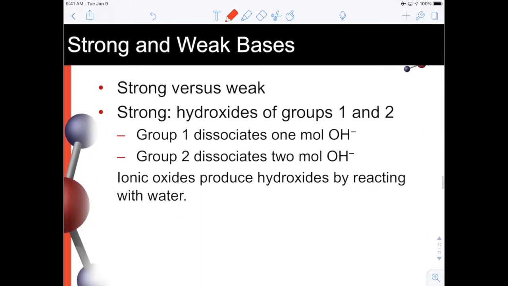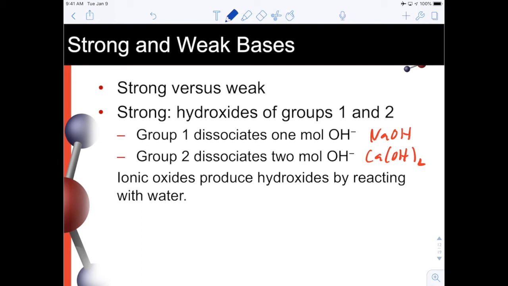Moving on, strong and weak bases. Everything we talk about with acids can be applied to bases. Your strong ones for bases are basically your group 1 and group 2. It's just important to realize that in group 2, of course, you have 2 hydroxides that can dissociate. So group 1 would be something like sodium hydroxide, a very strong base. Group 2, calcium hydroxide, very strong base, but of course it has 2 hydroxides it can release.